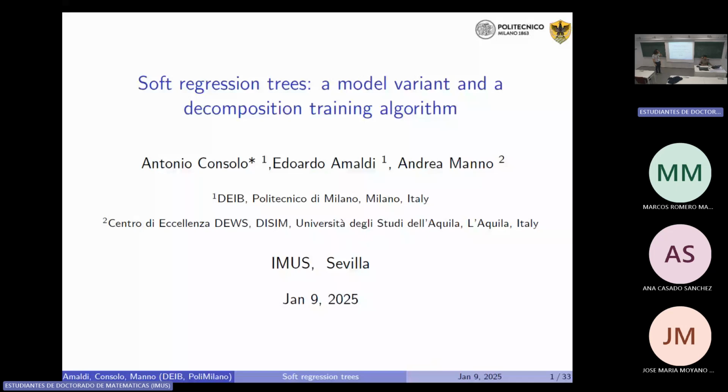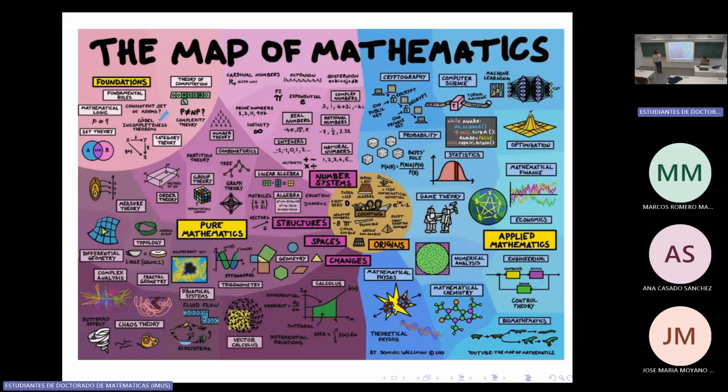So today I will present one of the main topics of my PhD research. This is soft regression trees, a machine learning model. We'll present a model variant and a decomposition training algorithm. Since you asked me where I am in this plot, I'm in the top right corner, working on optimization, machine learning, and statistics. So the blue part.